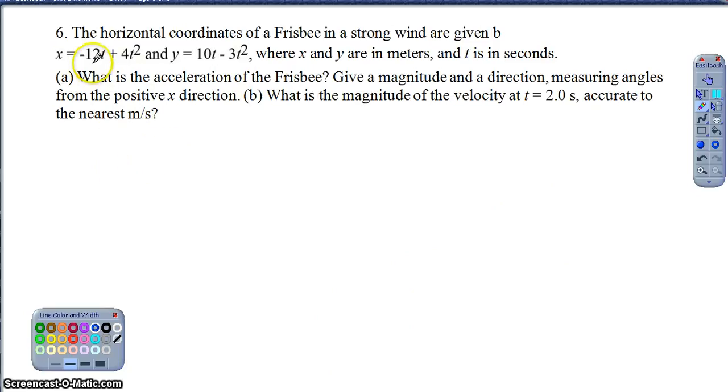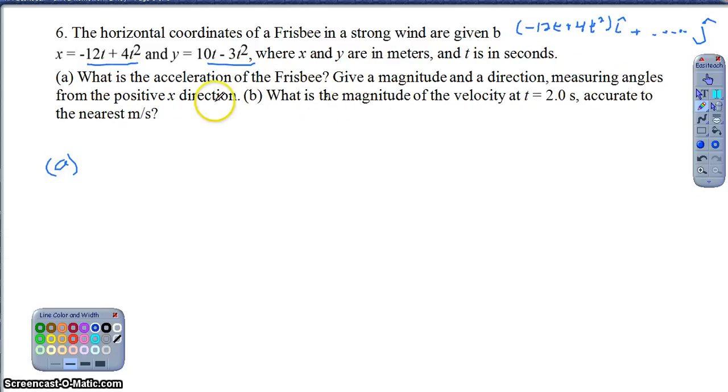They give me the position function, but this time they don't give it to me in vector format, right? I could rewrite this in vector format by saying negative 12t plus 4t squared i, and it would look exactly like the functions we were just given, and then plus the rest for my y function j. I could rewrite that as vector format if I wanted to, but they went ahead and broke it up separately, which maybe makes it a touch easier for some of us to look at. But part A here again asks: what is the acceleration of the frisbee, give the magnitude and direction.